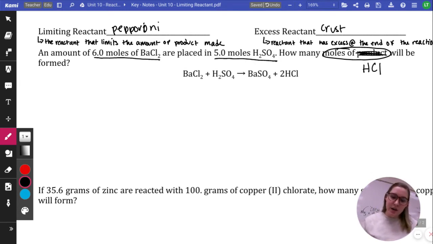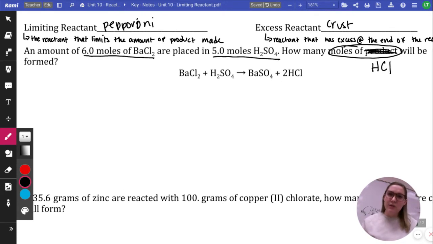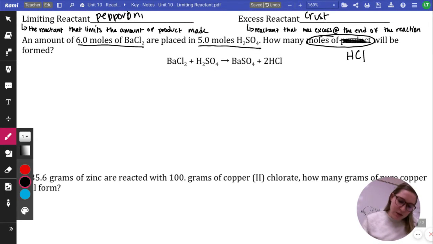All right, so we're going to solve this the same way we've solved our other ones, except we have 2 givens, so we have 2 stoichiometries. I'm going to start with my first given, which is 6 moles of BaCl2. So I have 6.0 moles of BaCl2.